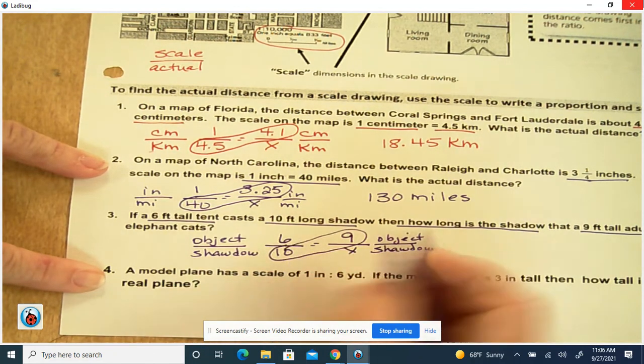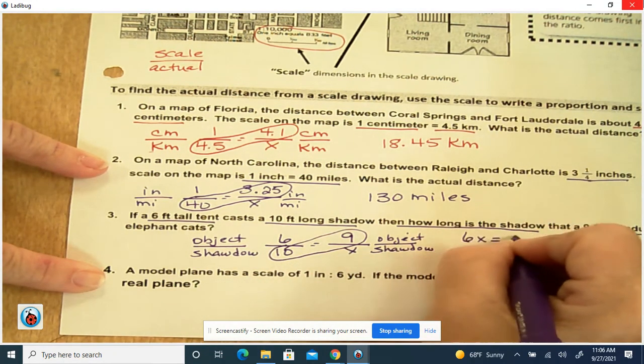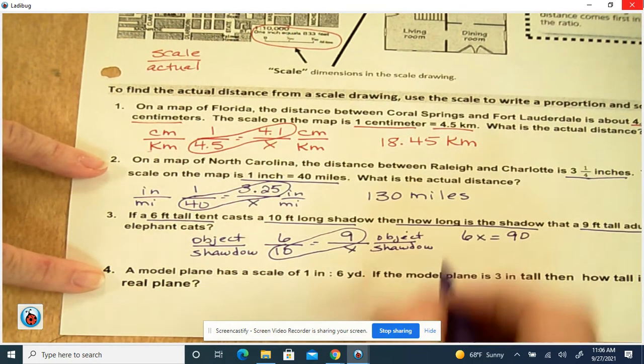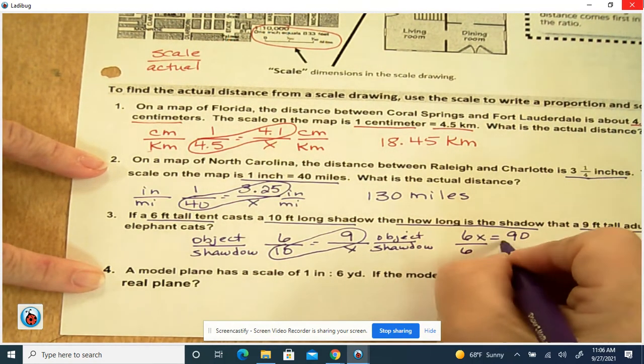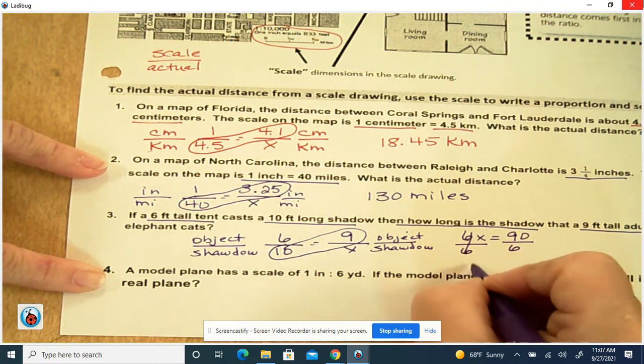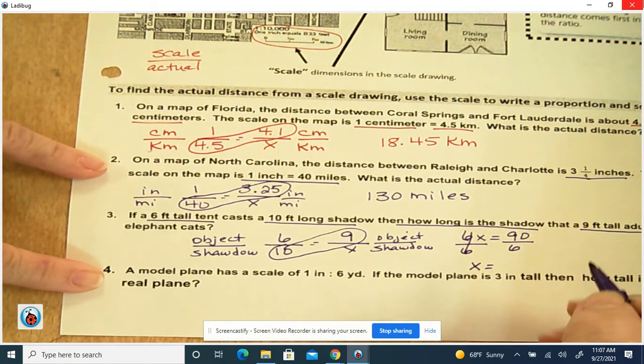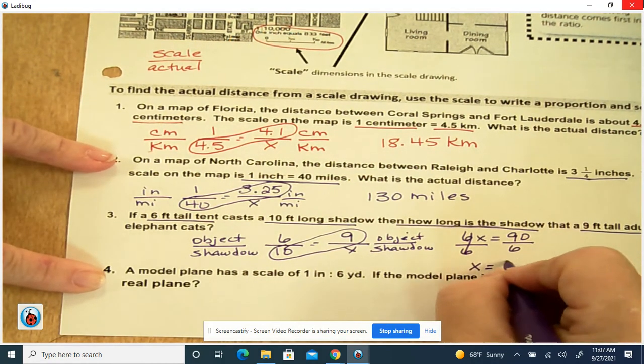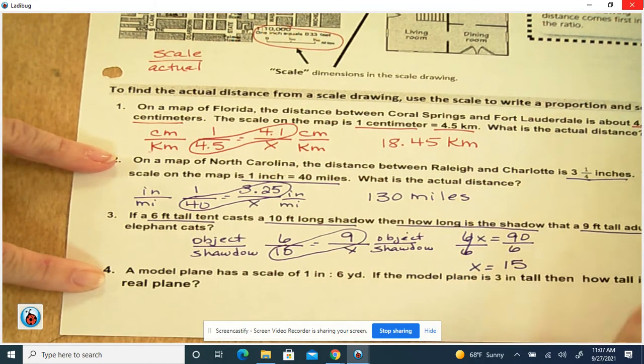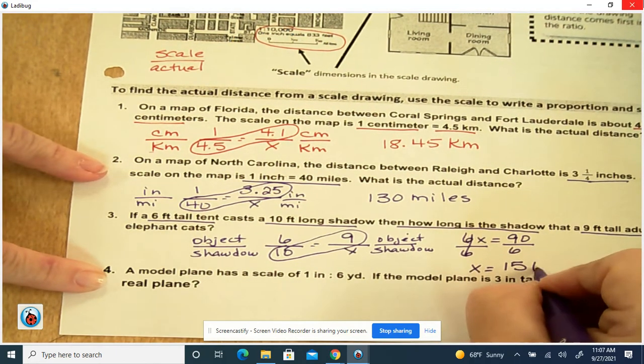So we multiply those, and then we have 6x equals 90. In a one-step equation, we want the variable by itself, so we divide by 6. And then x is equal to 90 divided by 6, which is 15. And that would be feet.